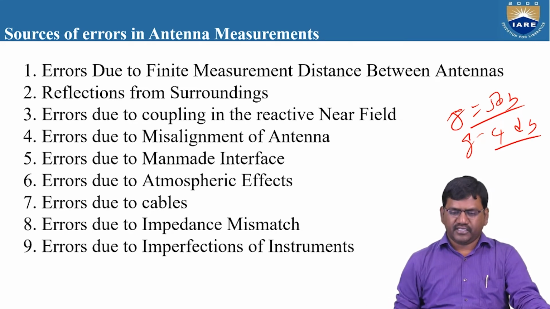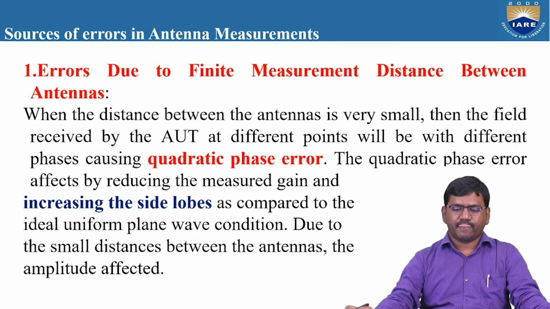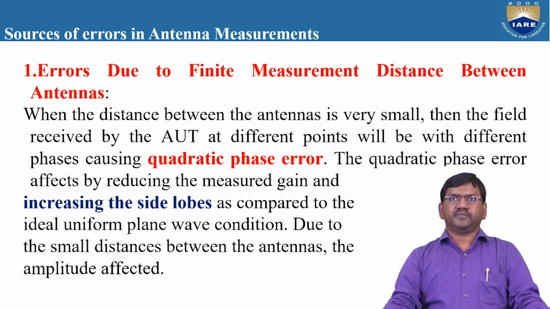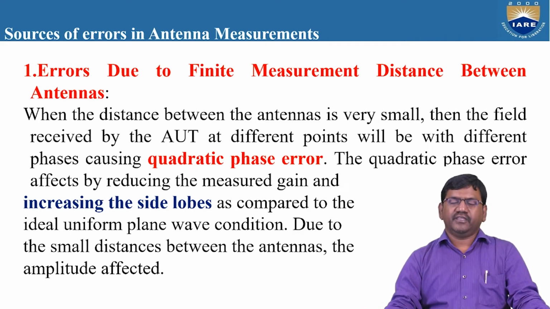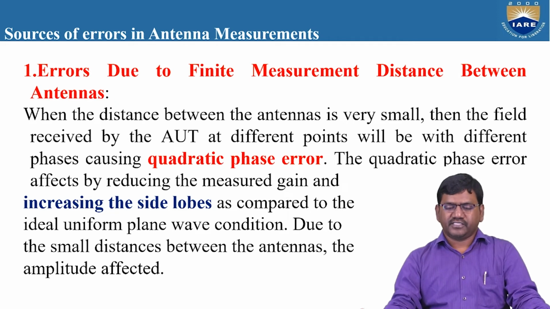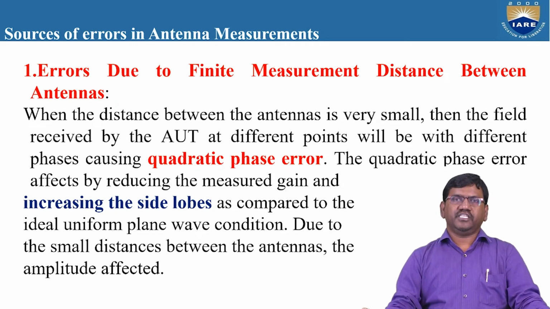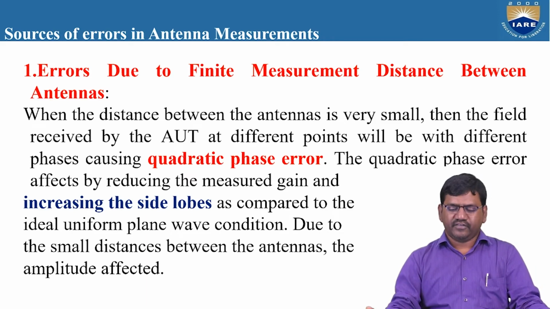So what does this finite distance measurement of antenna mean? Errors due to finite measurement distance between the antennas: we can place the receiving antenna closer to the antenna, or at a far distance from the transmitting antenna. If the receiving antenna is placed very close to the transmitting antenna, some errors will occur, known as quadratic phase errors. When the distance between the antennas is very small, the field received by the AUT, the antenna under test, at different points will have different phases, causing a quadratic phase error.